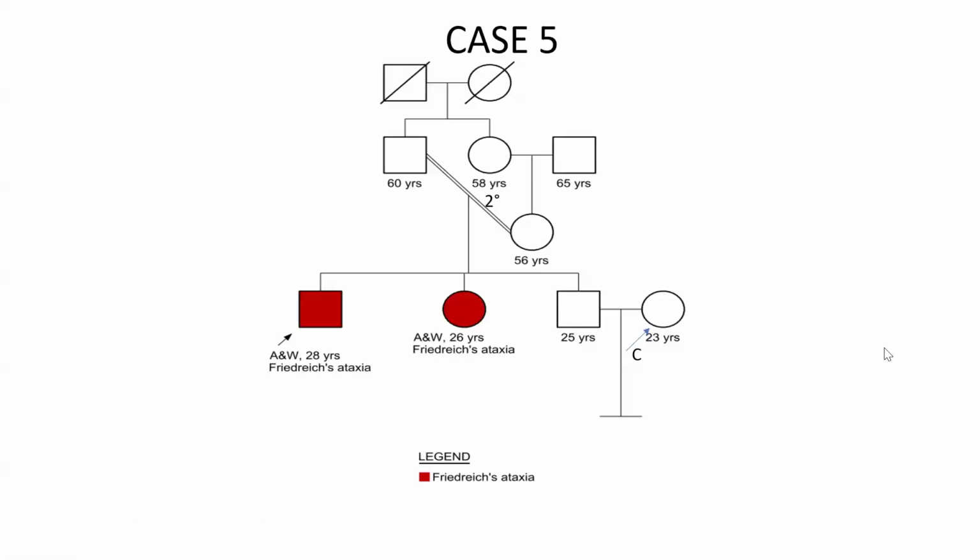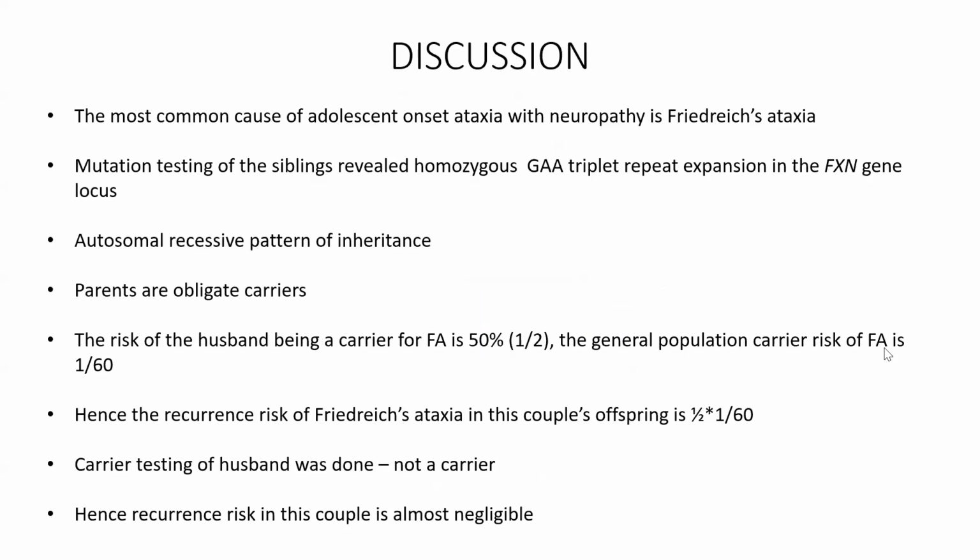But these two people are non-consanguineous. The most common adolescent form of ataxia with neuropathy is Friedreich's ataxia. Mutation testing of the siblings revealed homozygous GAA triplet repeat expansion in the FXN gene locus. Friedreich's ataxia is an autosomal recessive condition, and the parents are obligate carriers.